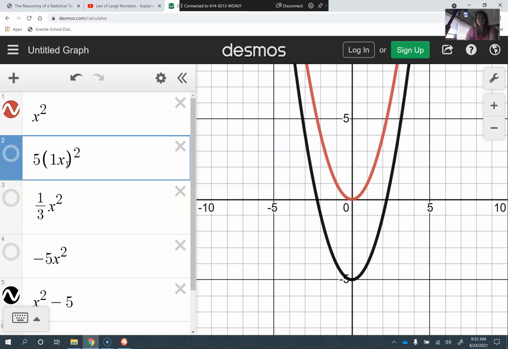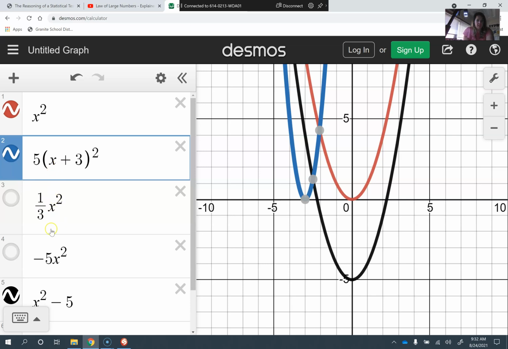I can shift it left. So like I can move him over. I just have to take that one off and unmute him. So now I have one that I moved to the left. I have one that I moved down. I have one that I moved over.